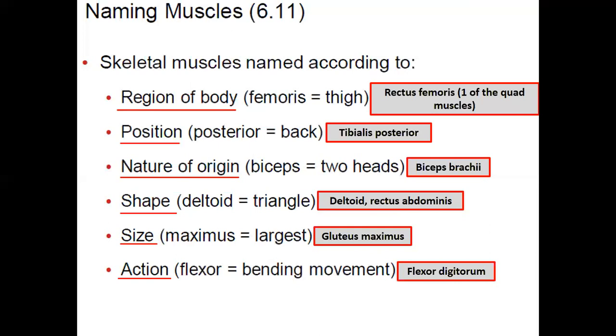Or a rectus muscle is also a particular shape. It runs along the longitudinal axis of the body. So like the rectus abdominis is one of your ab muscles. Size, there's a gluteus maximus or a gluteus medius or a gluteus minimus. You have 3 gluteus muscles in the gluteal region. So here's a muscle named based on the region of the body it's located in, the gluteal region, but also its size, maximus. Some muscles are named based on their action. So a flexor muscle would flex or bend. So the flexor digitorum, what does the flexor digitorum flex? The digits, right? Your fingers.